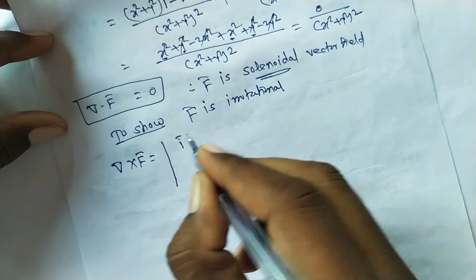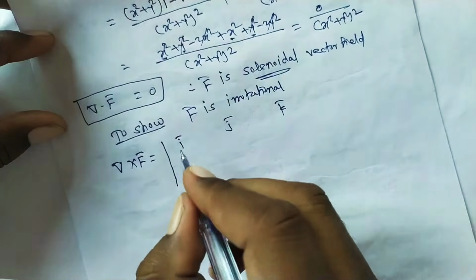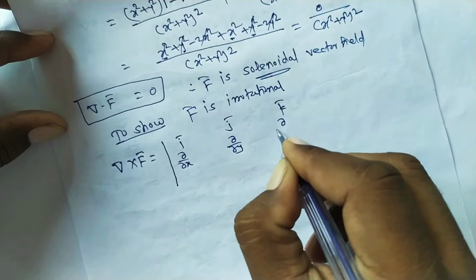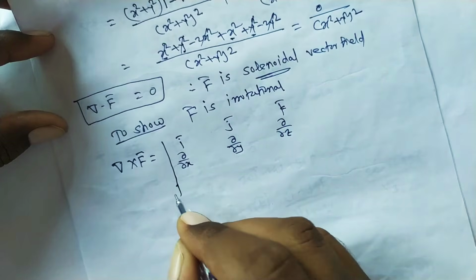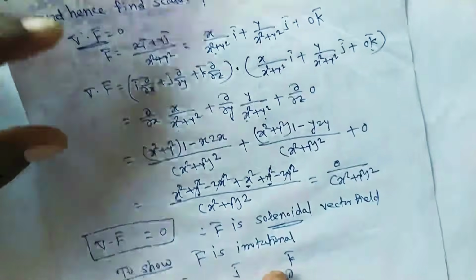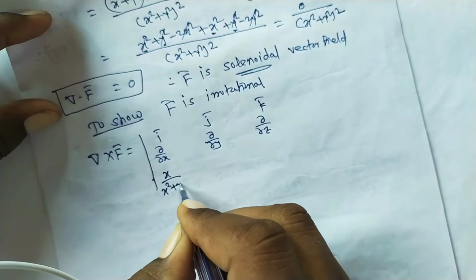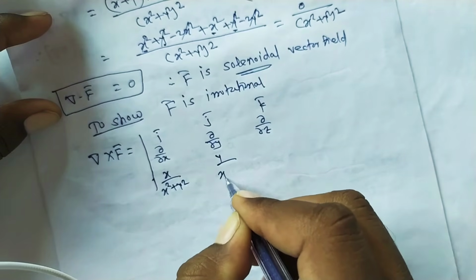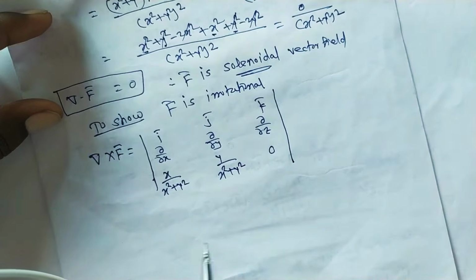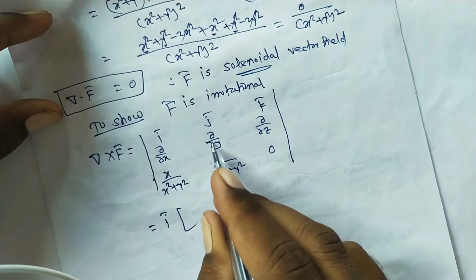Using a determinant. First row is i bar, j bar, k bar. Second row is del by del x, del by del y, del by del z. And the third row is from f bar, so this is f1, f2, f3. So f1 is x upon x square plus y square, f2 is y upon x square plus y square, and f3 is 0.